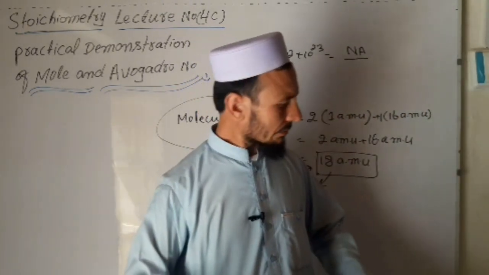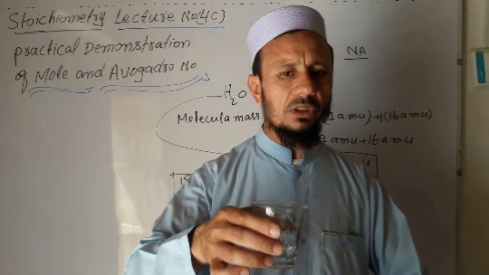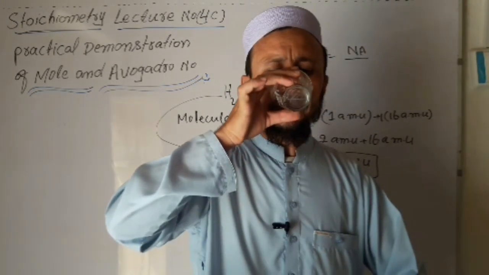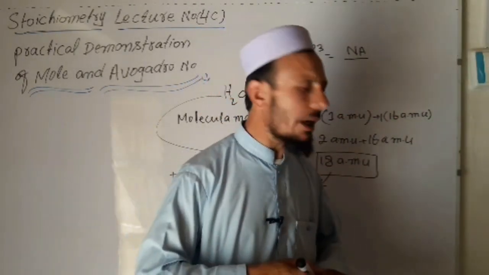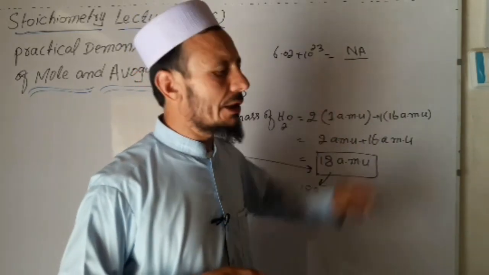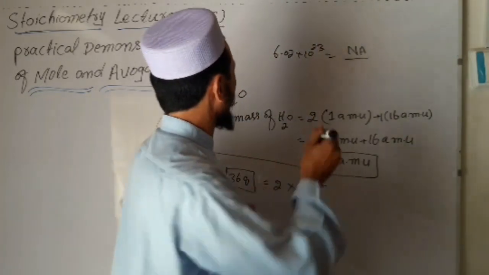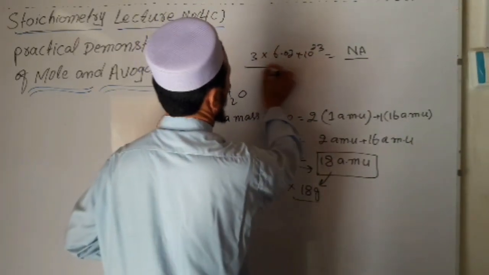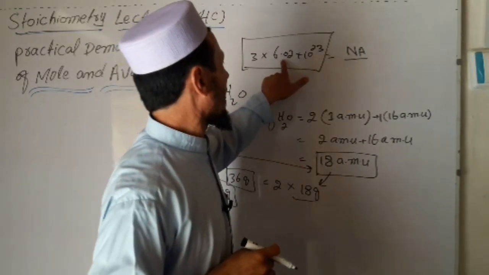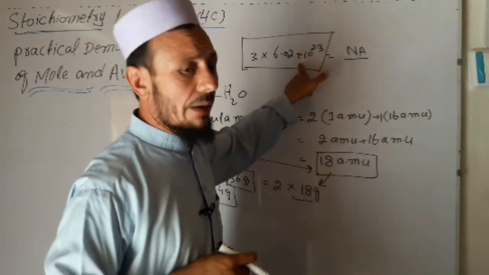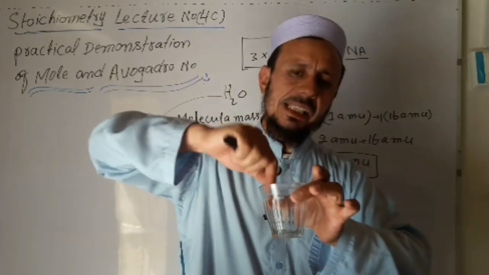Now dear students, if I also drink these 2 further moles of water, then I have drunk 3 moles of water, and I have engulfed 3 multiplied by Avogadro number of water molecules. Roundabout 3 multiplied by Avogadro number of molecules, because some molecules of water may stick here.